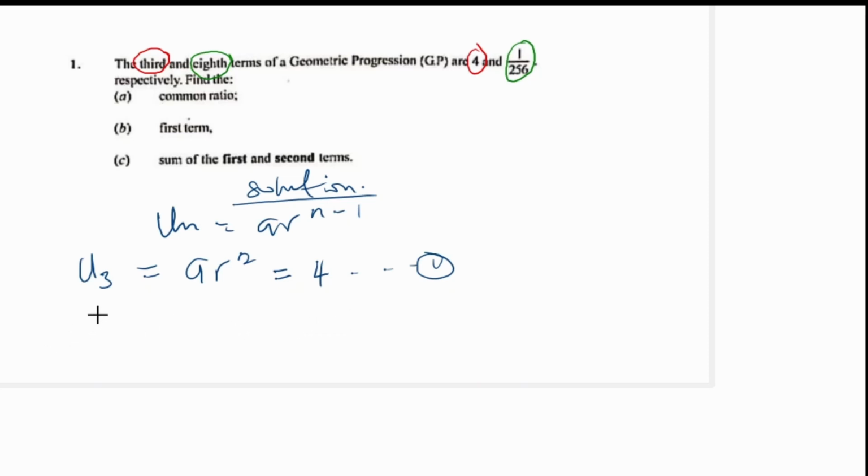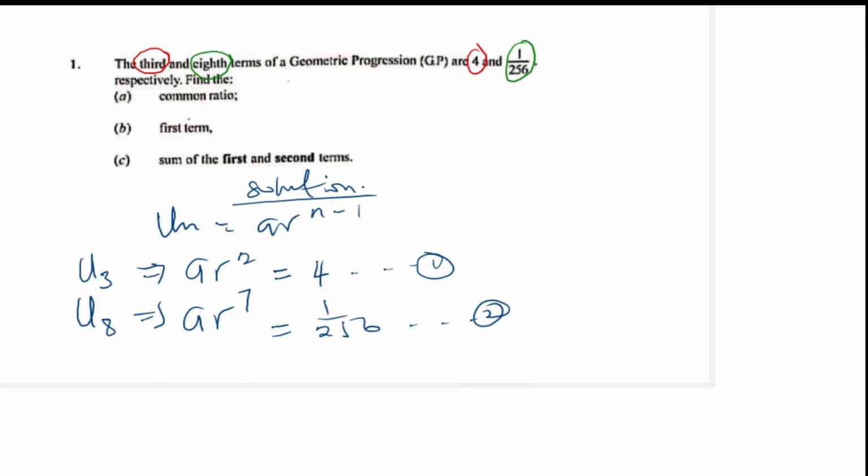And the second part says the eighth term. So that will be U_8 equals a r^7. Again, because n in this case is 8 minus 1, which will give us 7, and that should give us 1 over 256. Let's call this equation 2.